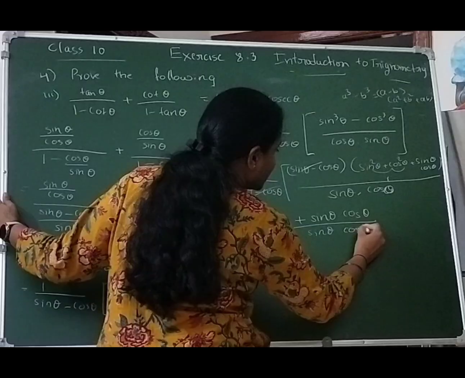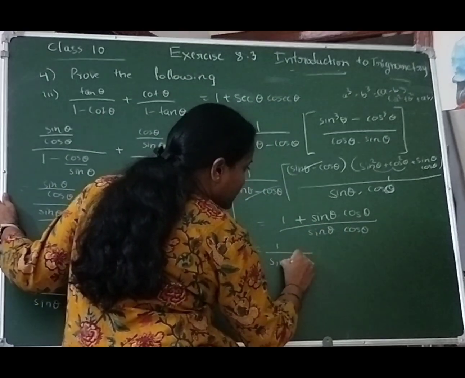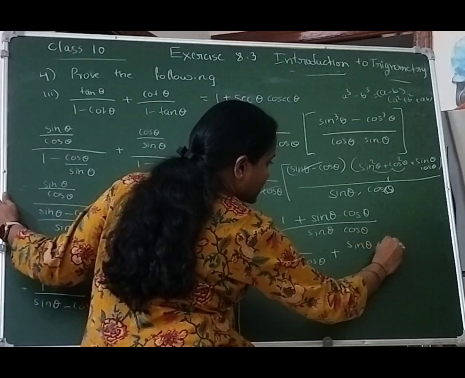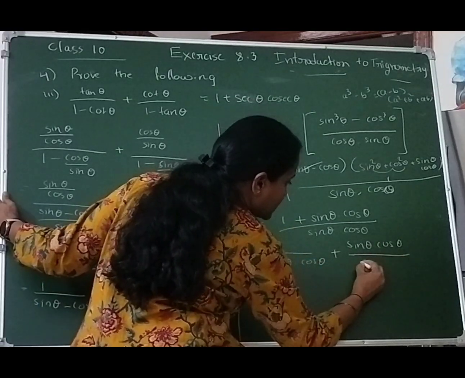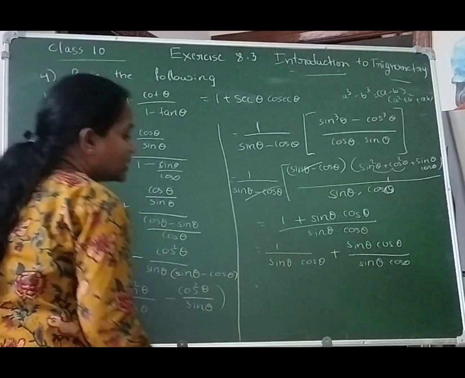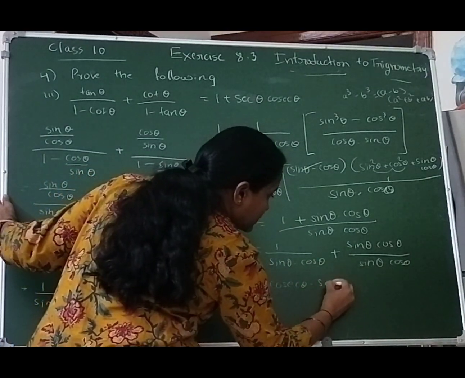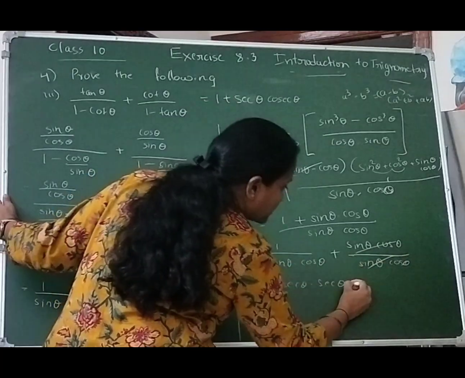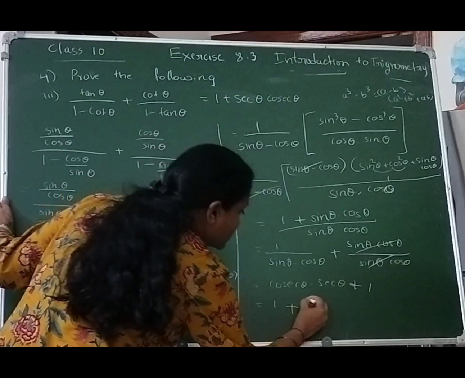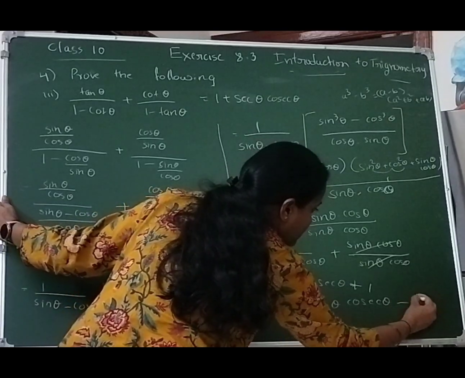So on separating the terms, we'll get 1 by sin θ cos θ plus sin θ cos θ divided by sin θ cos θ. So 1 by sin θ, we know it as cosecant θ, and 1 by cos θ is secant θ. Thus, on cancelling the common terms, we'll get 1. So that is nothing but our RHS, which can be rewritten as 1 + sec θ cosec θ. Hence, proved.